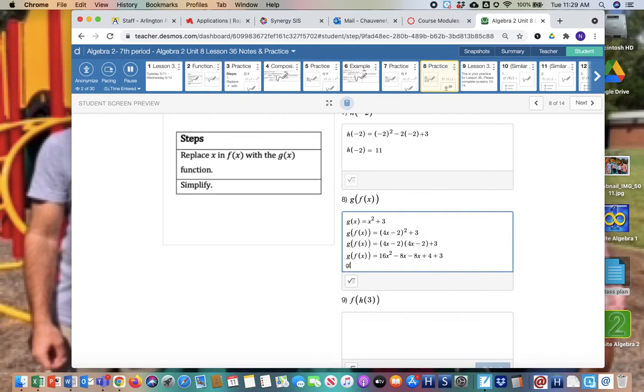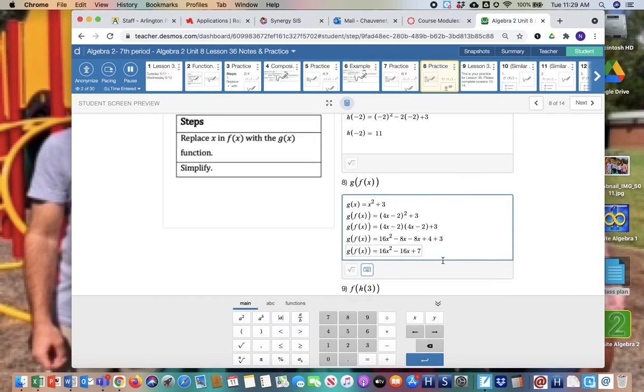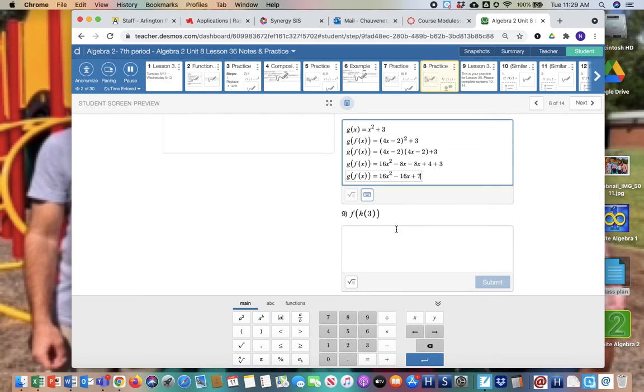And then to finally finish it, we are going to combine like terms. So I get 16x to the second. Negative 8x and negative 8x is negative 16x. And then 4 plus 3 is 7. And there we go.